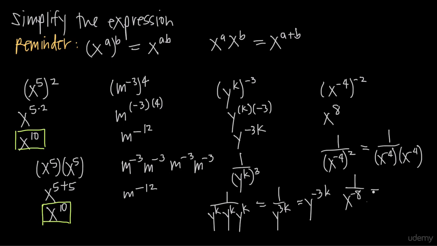Now if we want to get rid of our fraction, we can move this x to the negative 8 back to the numerator, but we have to change the sign on the exponent. So right now we have a negative 8, we need to make it a positive 8, so we get x to the positive 8. And notice that's the same answer we got using power rule. So that's how you use power rule to simplify expressions with negative exponents.